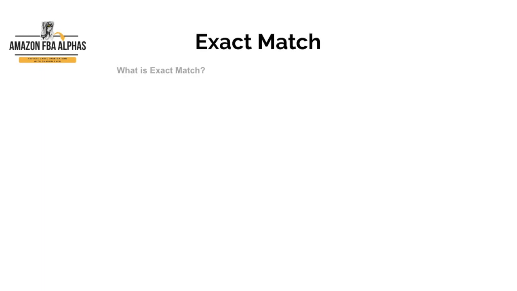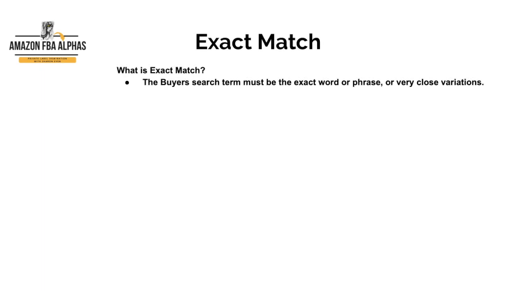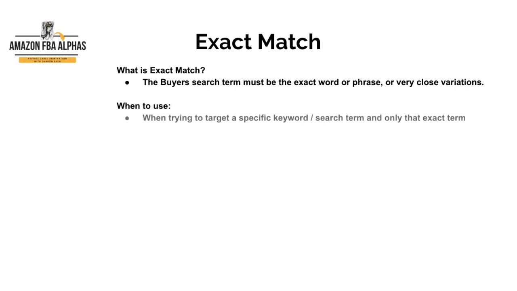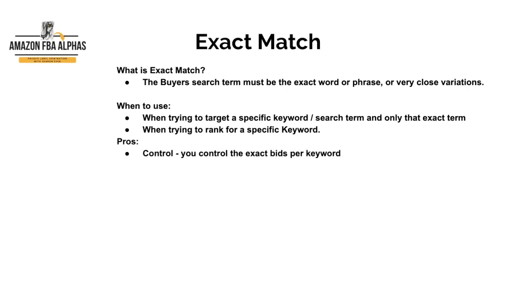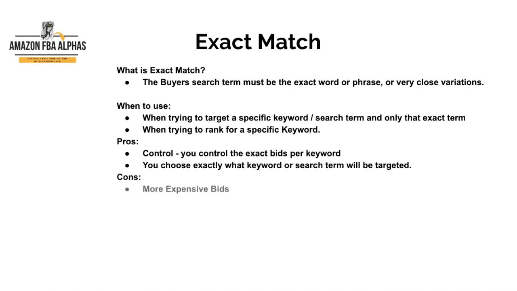We'll now explain what exact match is. The buyer's search term must be the exact word or phrase or a very close variation of it. When should you use this? When trying to target a specific keyword or search term, it will target only that exact term that you put in. When you're trying to rank for a specific keyword. Pros, you're in control. You control the exact keyword and the bid. You choose exactly what keyword or search term will be targeted. Cons, more expensive bids, only targeting a very specific audience, as we target only the exact phrase that we've put in.